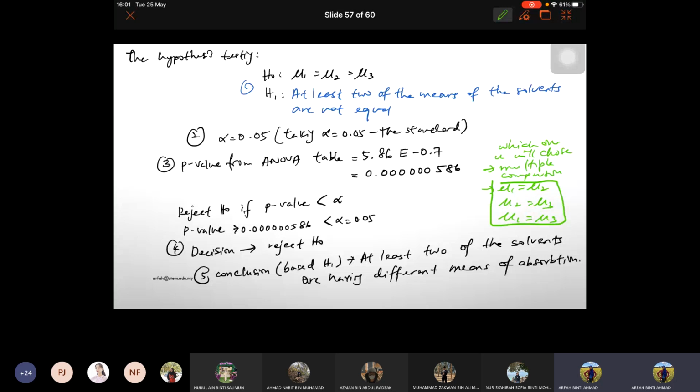Soalan yang ketiga okey. Tapi dia tak ada continuation. Bolehlah nanti saya bagi, cuma I'm not sure whether it's correct or not. Because this one is the solution from the book. Nanti saya letak in Microsoft Teams. Solution for all the exercise. Okay.